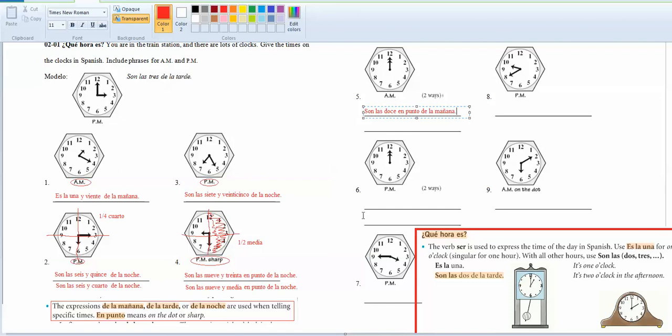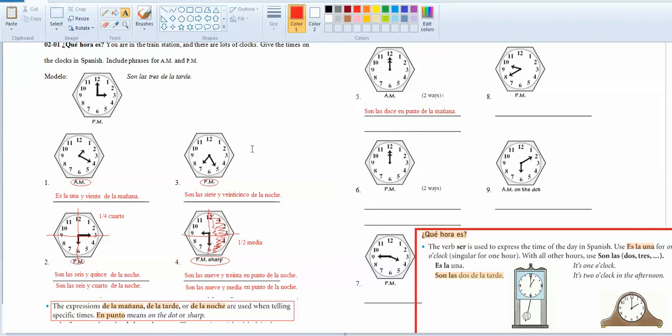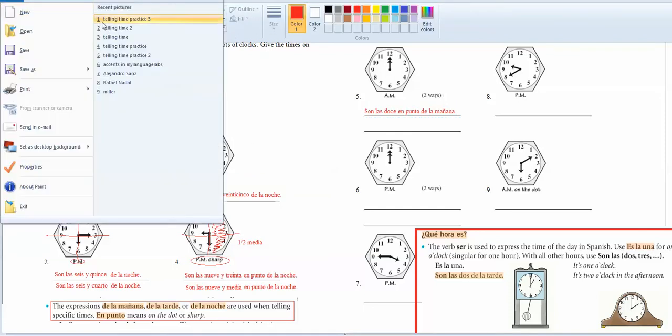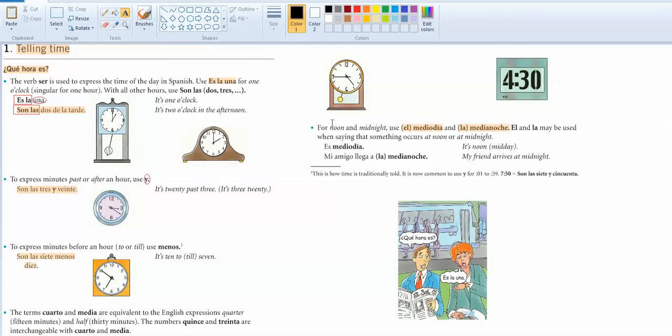Or what I could say is they actually have expressions just like we do in English. How we can say for noon and midnight, noon is mediodía, okay, and midnight is medianoche.